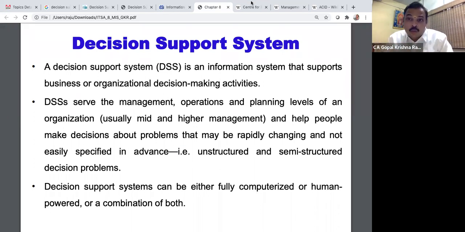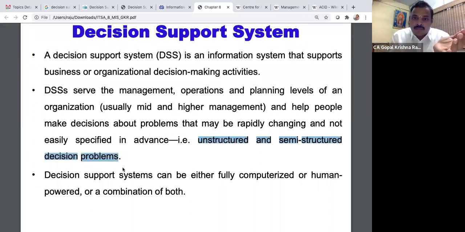Now, how is the business closed? Decision support system. A decision support system is an information system that supports business or organizational decision making activity, usually in an unstructured environment. Please look here. Unstructured or semi-structured decision. So the moment it is unstructured or semi-structured, it is decision support. The moment it is a structured situation, it is management information system. Both are at middle management.